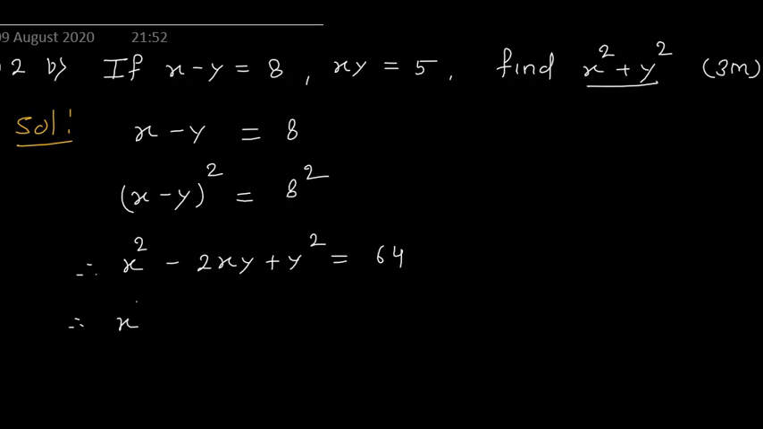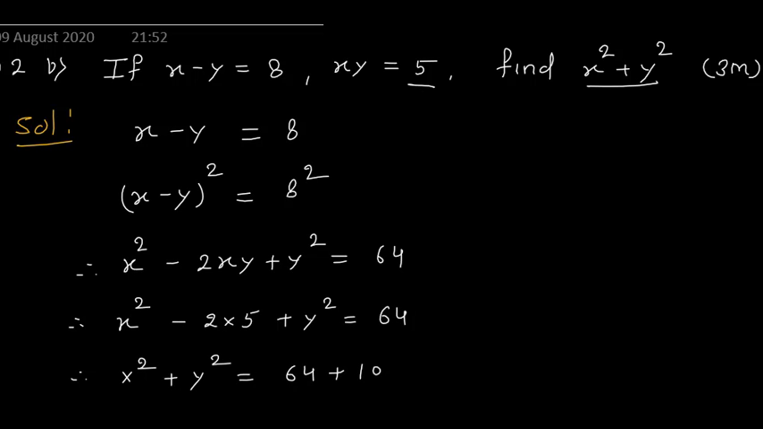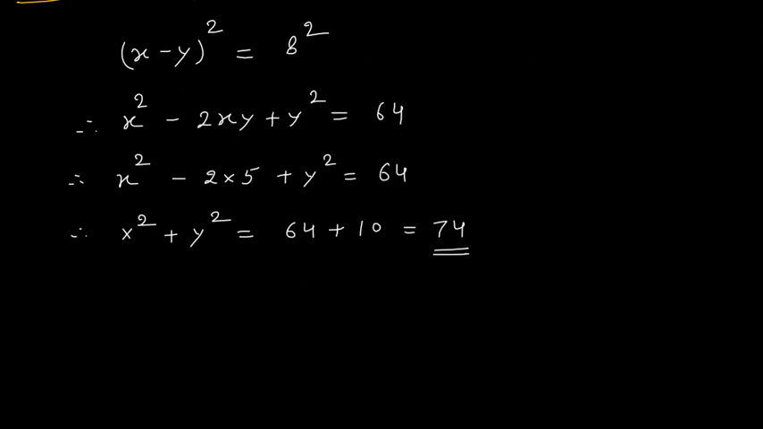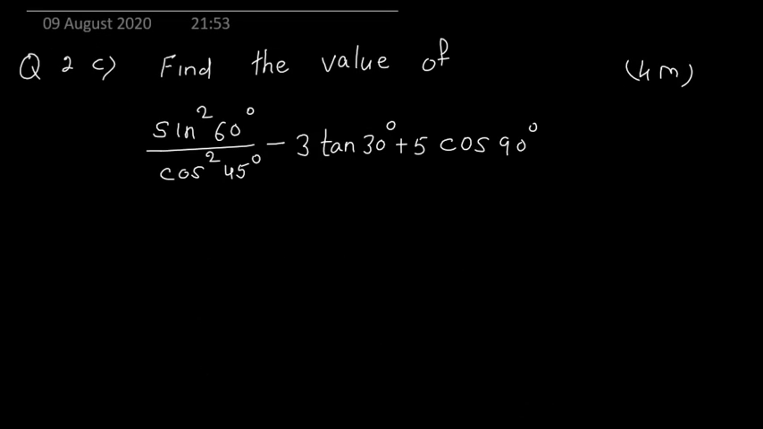Therefore, x square minus 2xy, value of xy is 5. So, minus 2 into 5 plus y square is equal to 64. Therefore, x square plus y square is equal to 64 plus 10, that is 74. So, the value of x square plus y square is 74. Simple question. Okay. Now, let us see this final question.